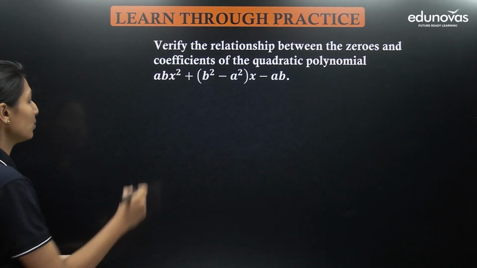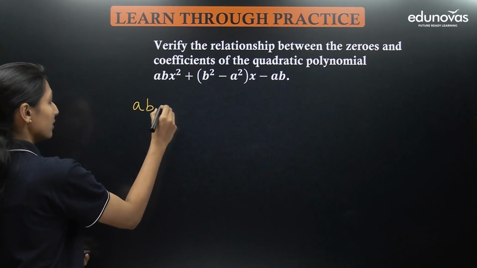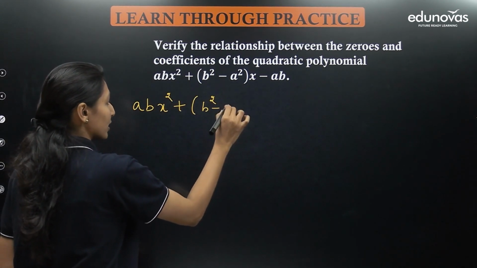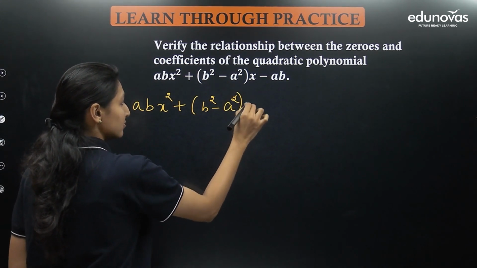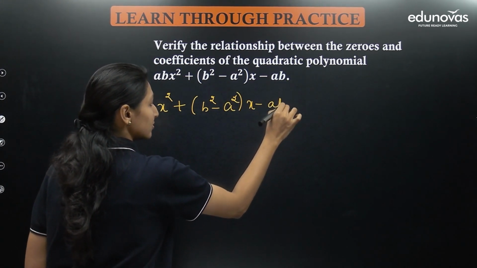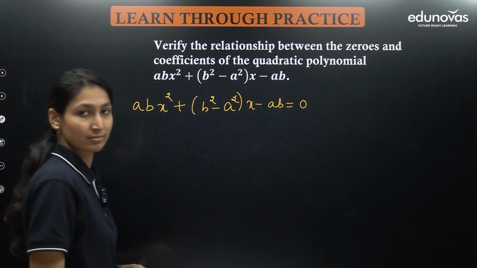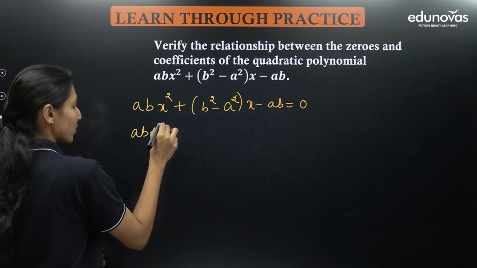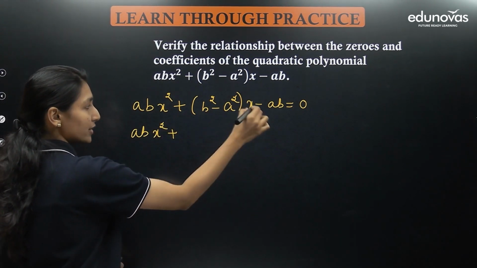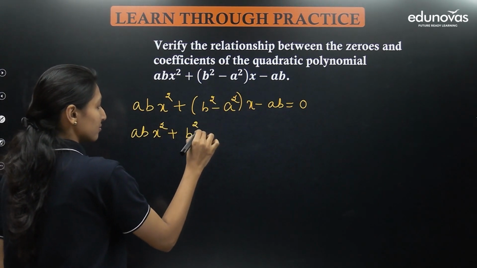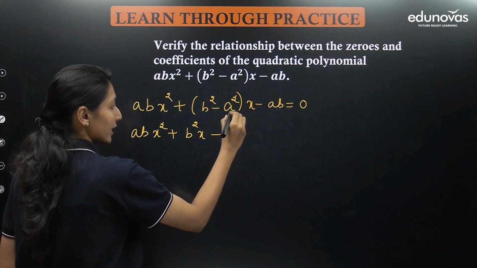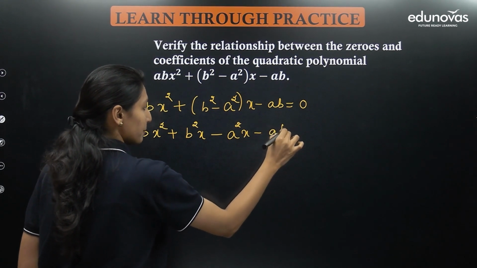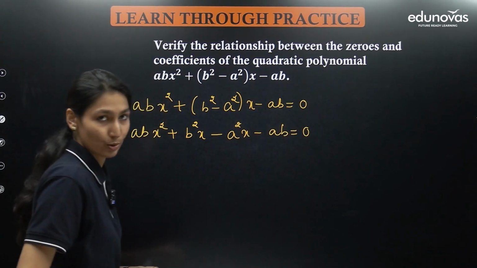Now let's find the zeros for the given polynomial by equating the polynomial to 0. This is equal to 0. Expand this middle term. abx square plus b square into x minus a square into x minus ab is equal to 0.